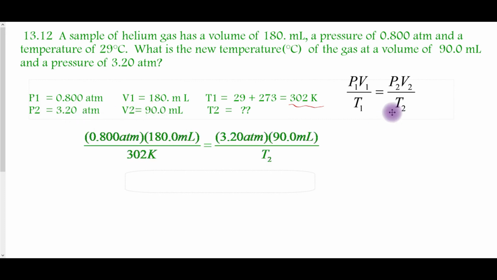Substitute those values into the combined gas law. The second temperature is the variable that we need to solve for. Using algebra, the second temperature is 604 Kelvin. Because the question asks for Celsius, I subtract 273 with a final answer of 330 degrees Celsius.